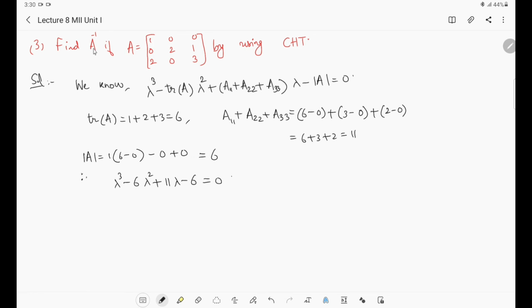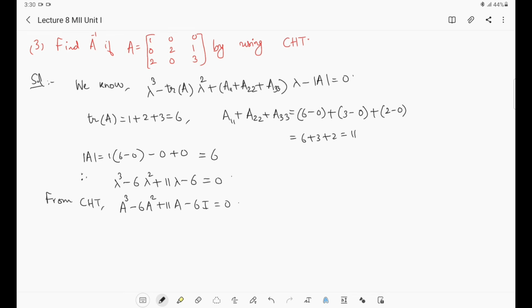See, we have to find A inverse. For that we need to use the Cayley-Hamilton theorem. From Cayley-Hamilton theorem, what we'll get here? A cube minus 6A square plus 11A minus 6I will be equal to 0. Why? Cayley-Hamilton theorem says that every square matrix satisfies its own characteristic equation. That is what I have done here.